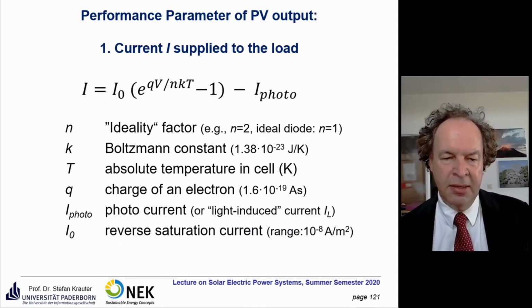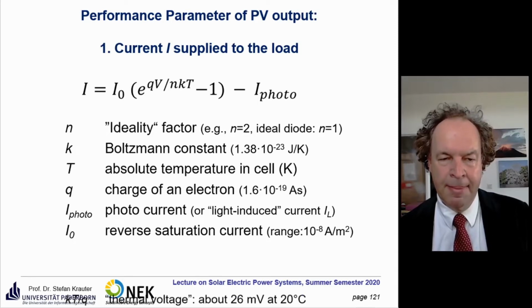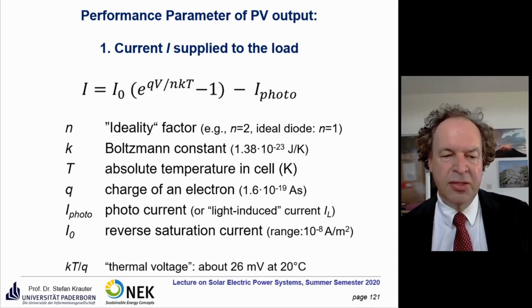And as you already know, I0 is a reverse saturation current, which is very low, 10 to the power of -8 ampere per square meter. And kT divided by q, the reverse of what you see here, is the so-called thermal voltage, which is in the vicinity of 25 to 26 millivolt at 20 degrees Celsius.